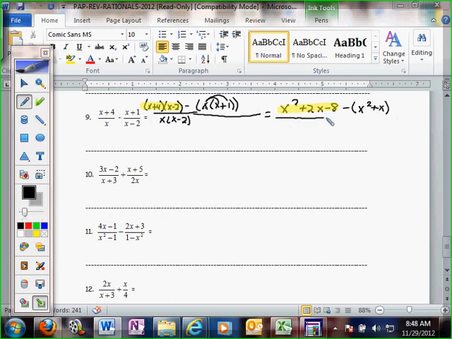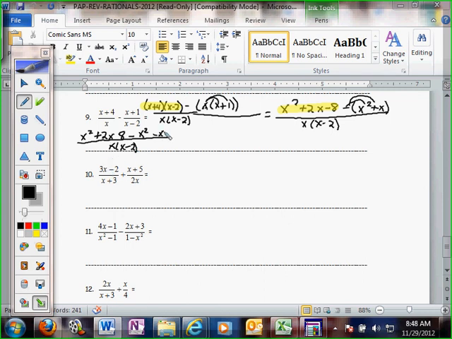Over x times x minus 2. Like I said, leaving the bottom factored. Now I have to distribute this minus 1. So I have x squared plus 2x minus 8, and then minus 1 times x squared is minus x squared. Minus 1 times x is minus x over x times x minus 2.